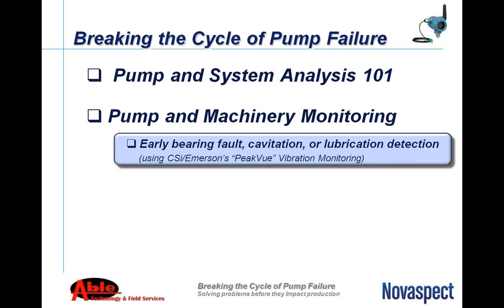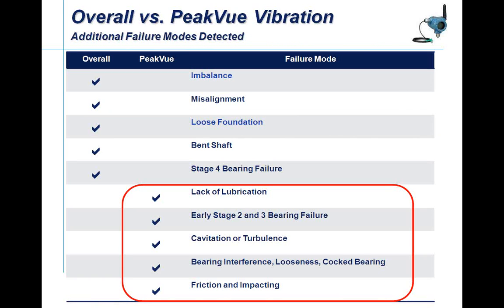We're going to drill in a little bit here into early bearing fault detection using some new technologies from CSI Emerson, and really help you differentiate between overall vibration, which is the way people have looked at vibration for a number of years, and understand the new, additional measurement that we call PeakVue. The failure modes that we identify with each type of vibration are listed here.